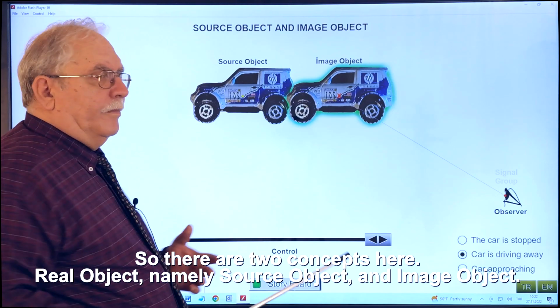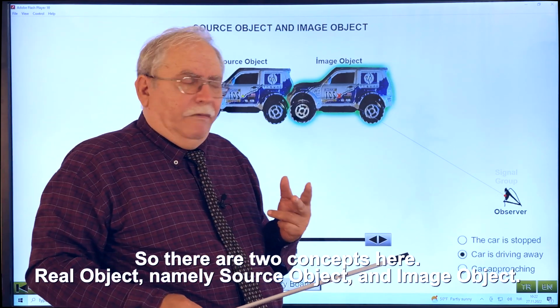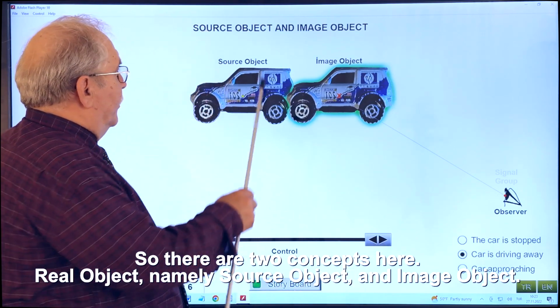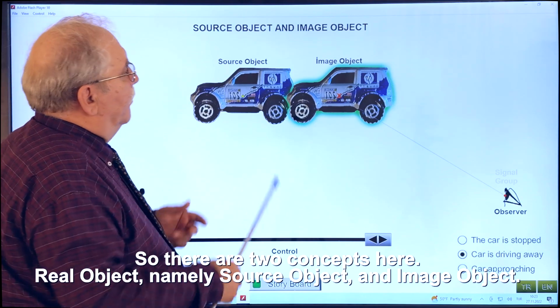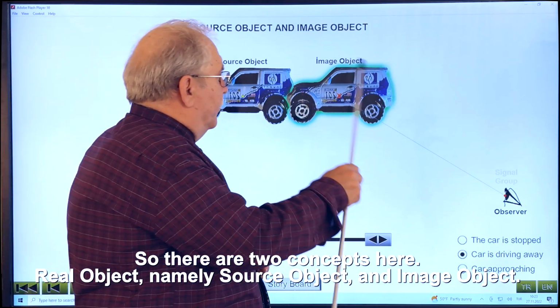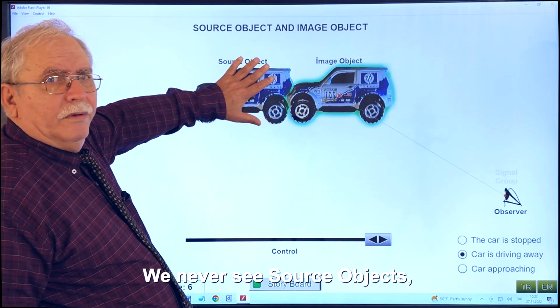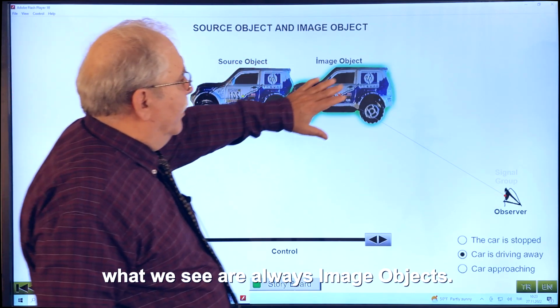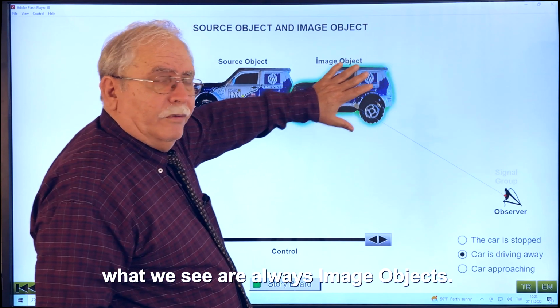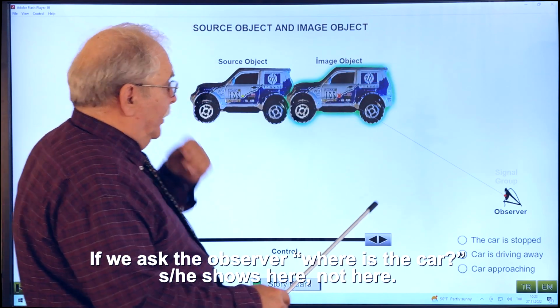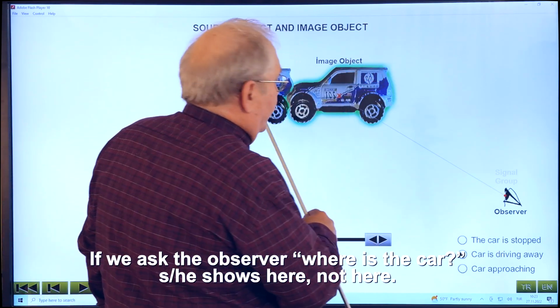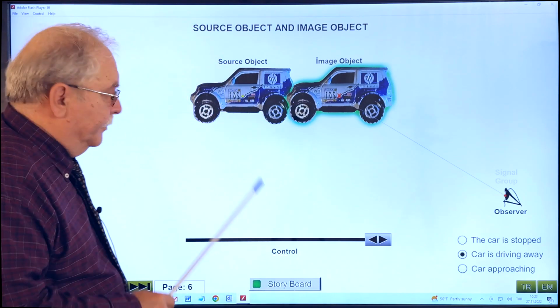So there are two concepts here. Real object, namely source object, and image object. We never see source objects. What we see are always image objects. If we ask the observer where is the car, she or he shows here, not here.